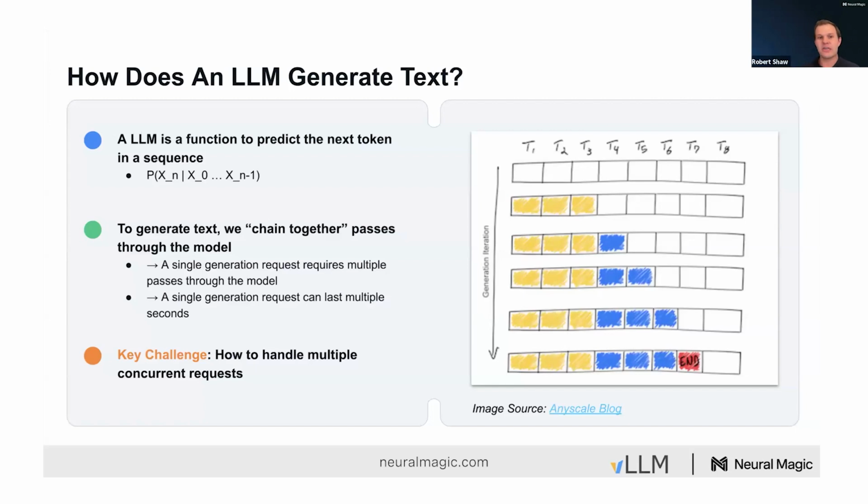And so the consequence of this is that a single generation can last for multiple seconds, right? If you're generating 1,000 tokens, this will take multiple seconds to occur. And I think anyone that's interacted with an LLM can feel this in terms of how long it takes to generate the text. And so a key challenge that we face in building an LLM inference server is how do we handle those multiple concurrent requests that are coming in when each one can take a long amount of time.